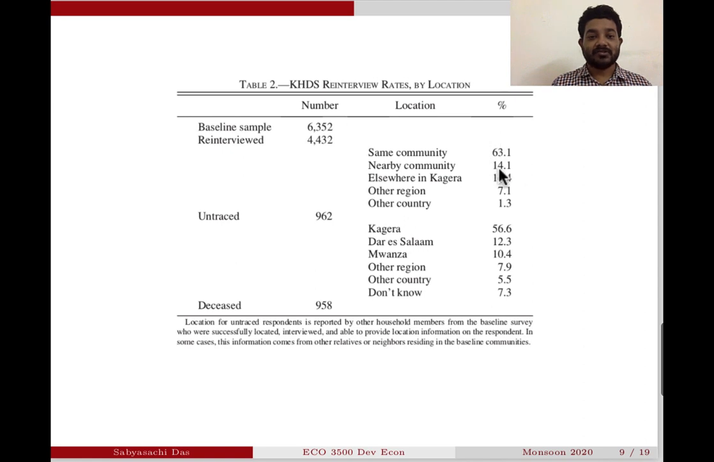Of the people that they re-interviewed, a substantial share stay inside Kagera, so basically 63 plus 28. But of the people who they were not able to trace, only 56% are living inside Kagera. So it is still the case that they're systematically not able to trace people who have moved outside Kagera, but the extent of this gap is relatively smaller. Okay, so that's that claim, because they have been able to capture most of the original households.